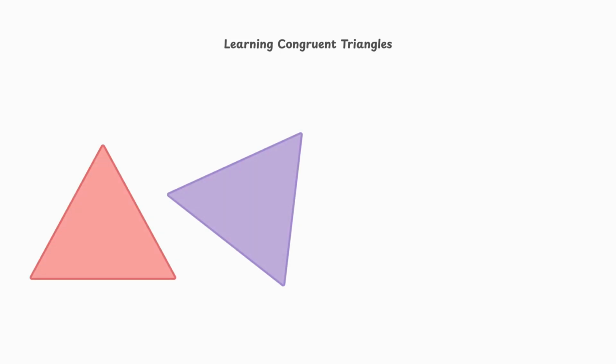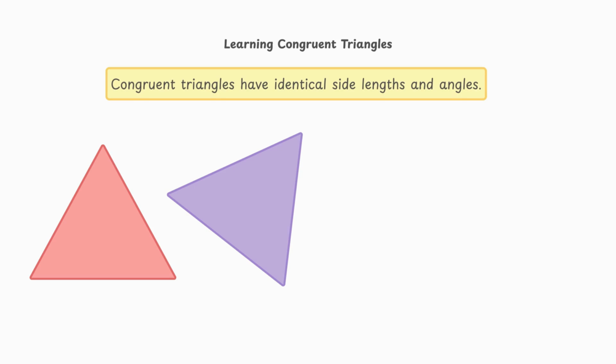Let's begin slowly and clearly, and understand what congruent triangles really mean. Look at the 2 triangles in the diagram. At first glance, they may look different. One is tilted, the other is upright. But here is the key idea. Congruent triangles are exactly the same in shape and exactly the same in size.